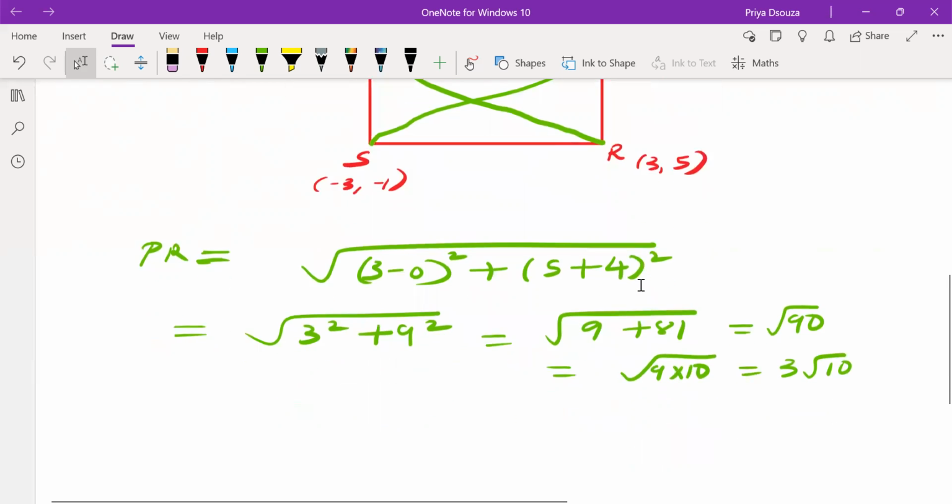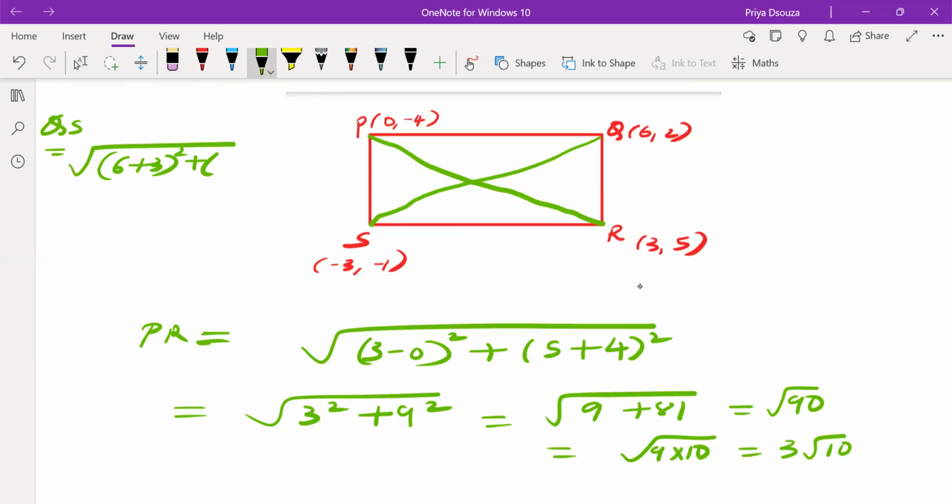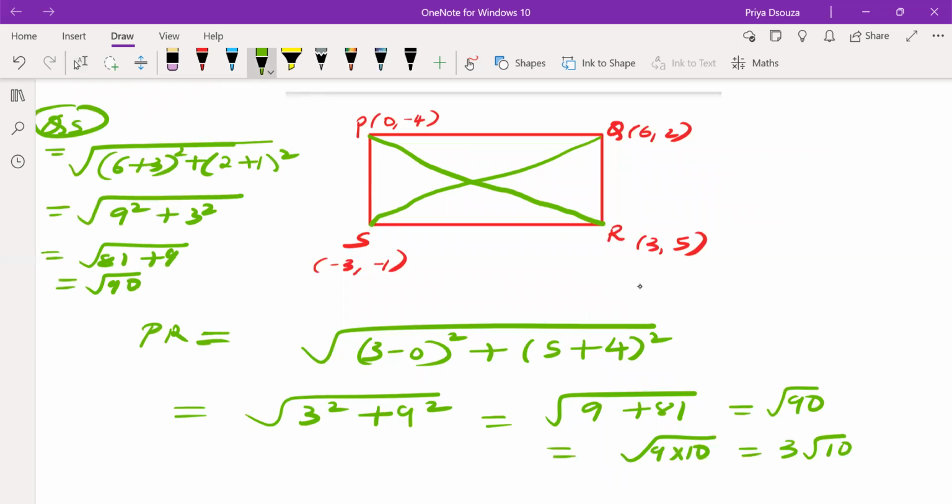That's my PR. What is my QS? Just check what's QS. QS is equal to square root of, applying distance formula, 6 minus of minus 3, which is 6 plus 3, the whole square, and 2 minus of minus 1, which is 2 plus 1, the whole square. That would be 6 plus 3 is 9 square plus 3 square, which is 81 plus 9, which is root of 90. So we got QS diagonal as root 90, which you can write as root of 9 into 10, which is 3 root 10 taken out of the radix, isn't it?